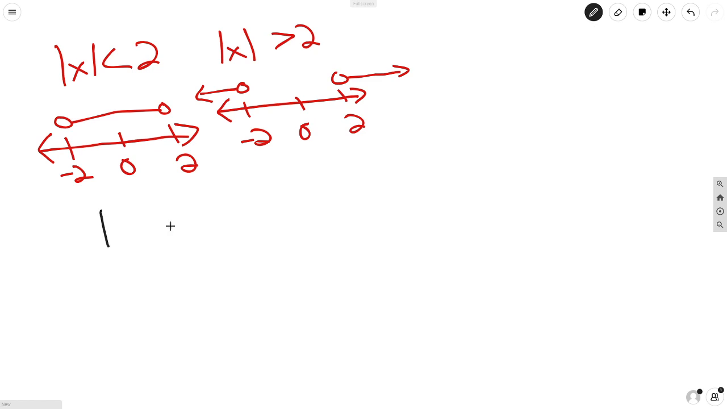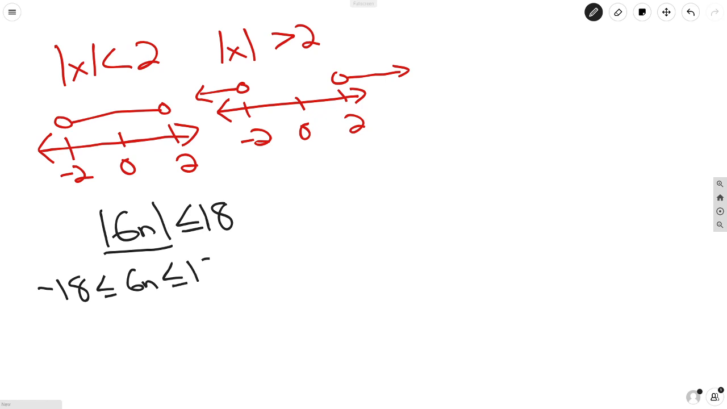Alright, so if we have the absolute value of 6n is less than or equal to 18, we need to isolate the absolute value, but it's already isolated, so we're good. The way you set it up when you have a less than or equal to, you're going to set it up this way. It's going to fall somewhere between -18 and positive 18. Right, because we're looking at everything in between. This is going to fall in here somewhere.